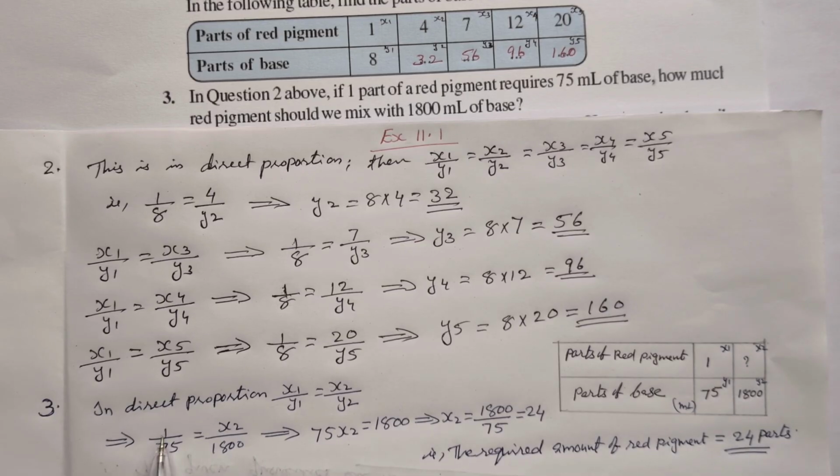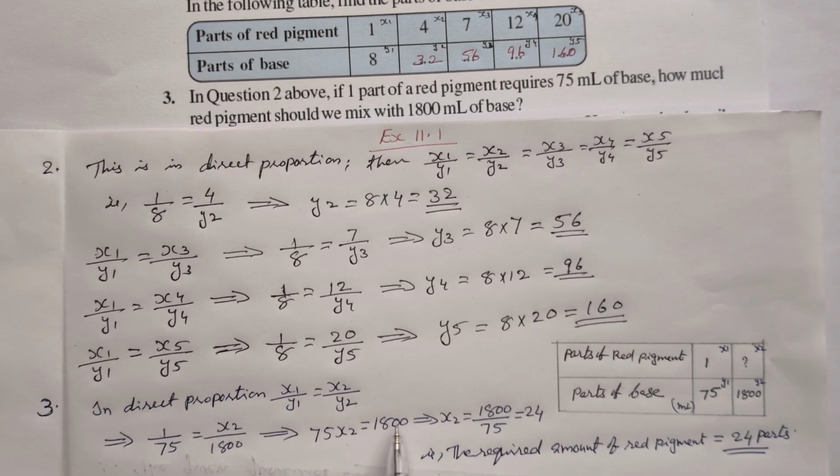For that, cross multiply. So 1800 is equal to 75 into h2. From that, h2 is equal to 1800 divided by 75, which is equal to 24, which means the required amount of red pigment here is equal to 24 parts.